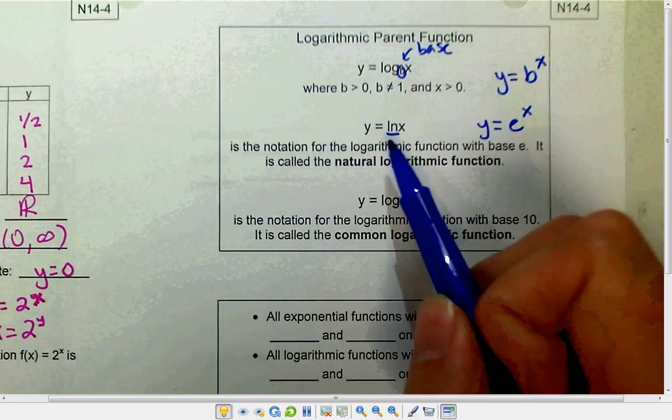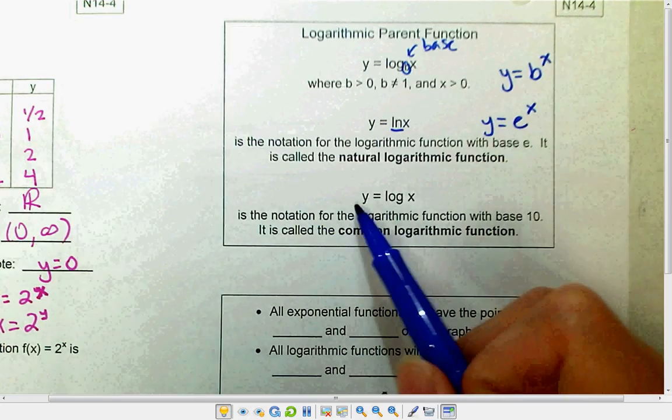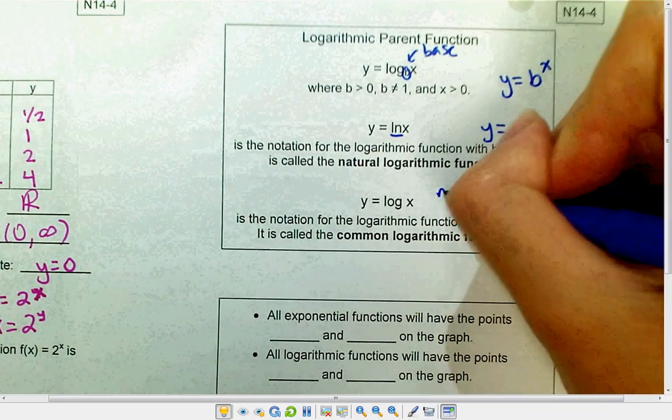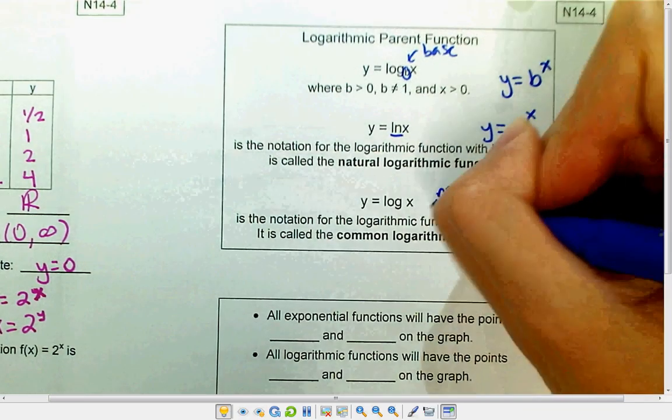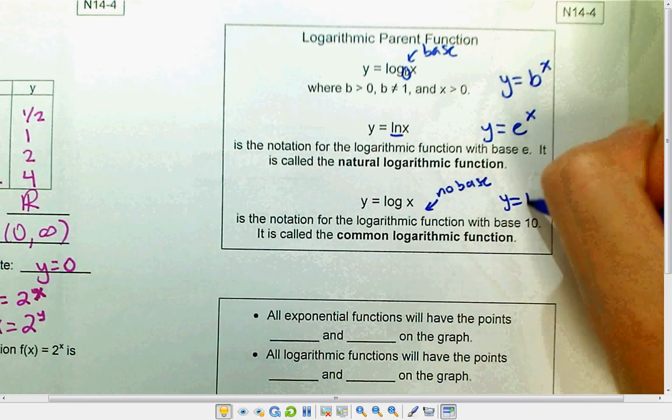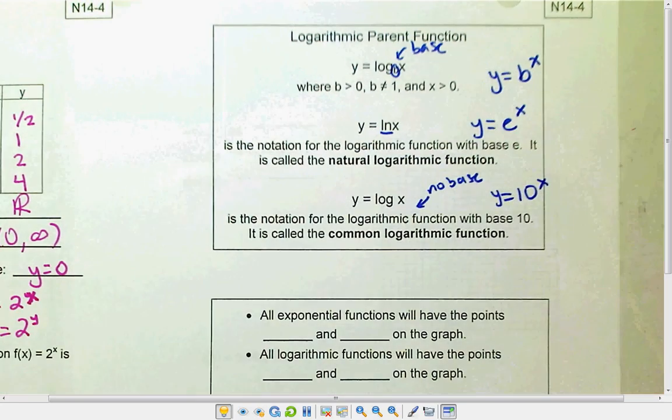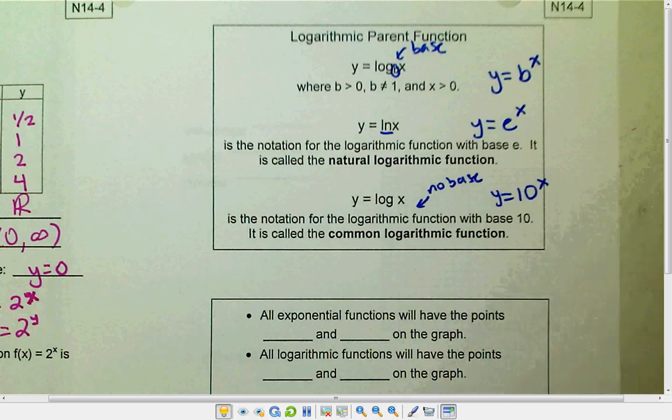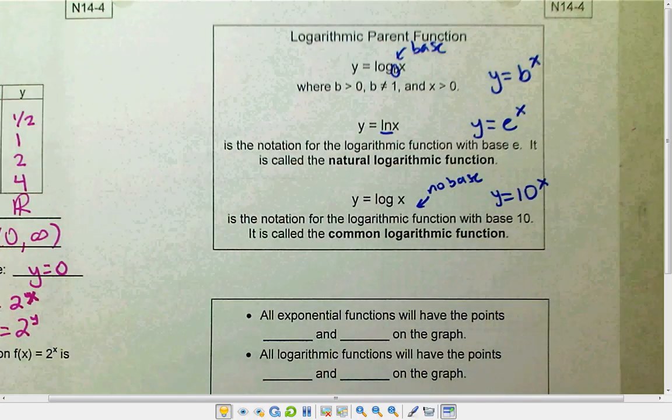This is called the natural log. And then finally, if y equals log, so if there's no base, then we assume that the base is 10. So no base means that you're using a base of 10. And that's called the common log.